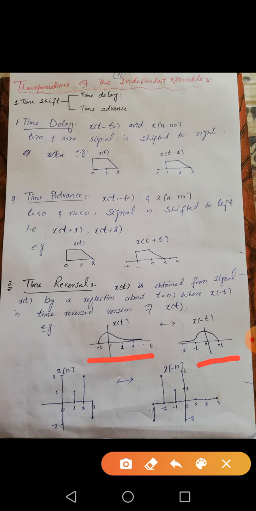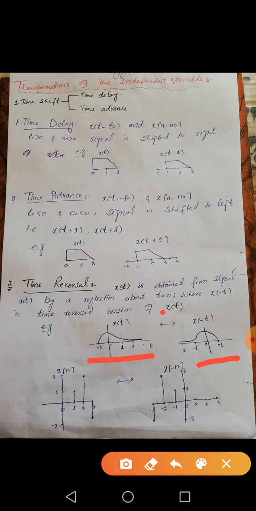The value of the signal x of t at t is equal to 2 does appear at t is equal to minus 2 in x of minus 2. So it is reflected about t is equal to 0.